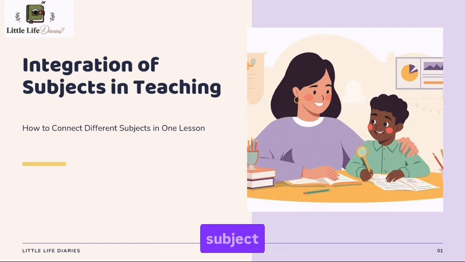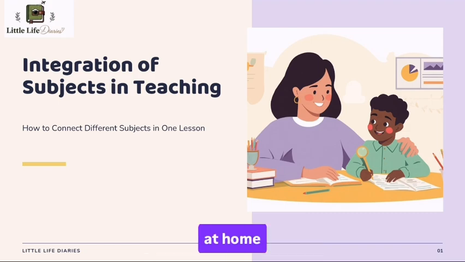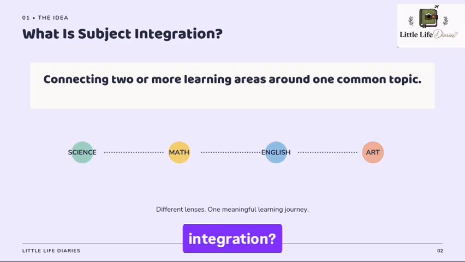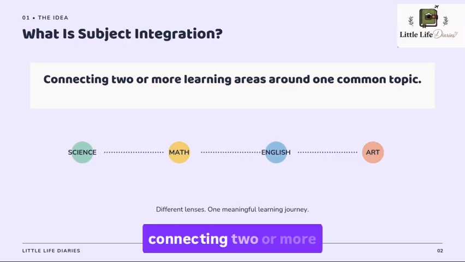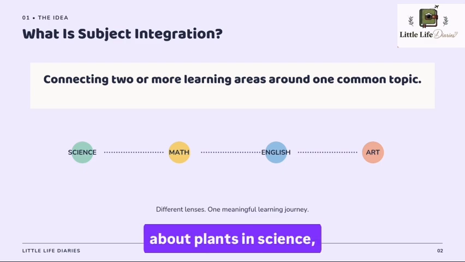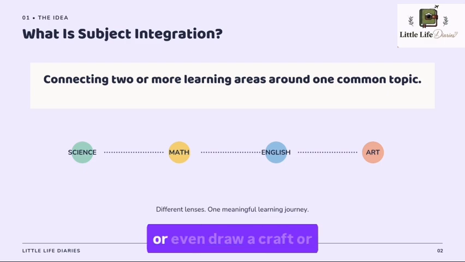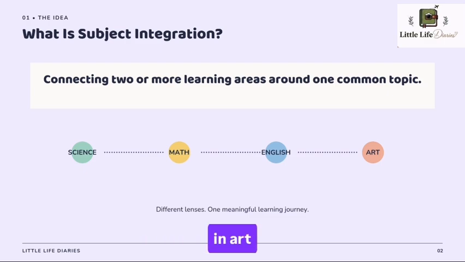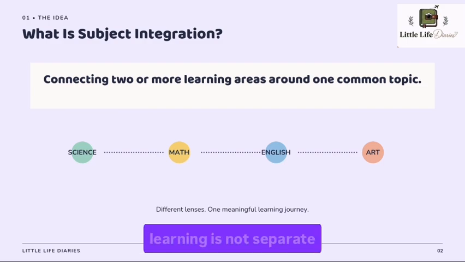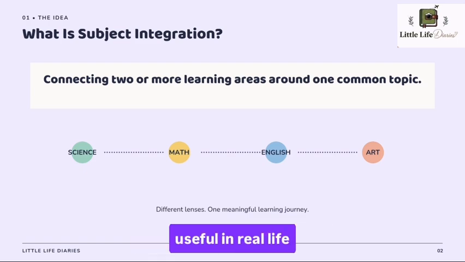So let's explore how subject integration works, why it matters, and how you can use it in your classroom or at home. What is subject integration? So what exactly is subject integration? Subject integration means connecting two or more learning areas around one common topic. For example, if the topic is plants, children will learn about plants in science, count leaves in maths, learn plant vocabulary in English, or even draw or craft a plant in art.